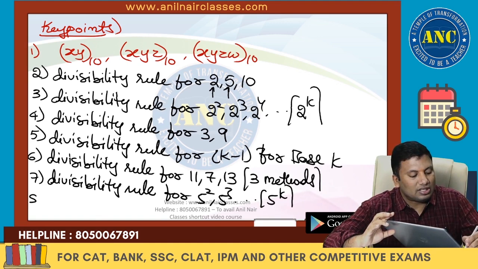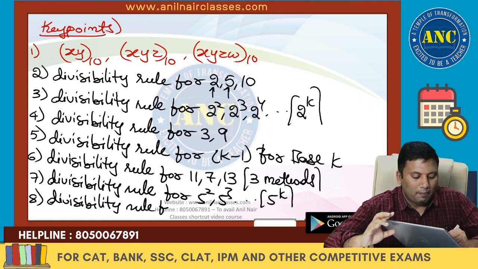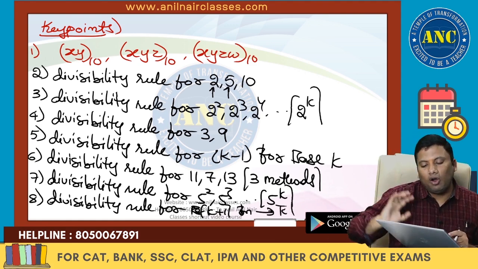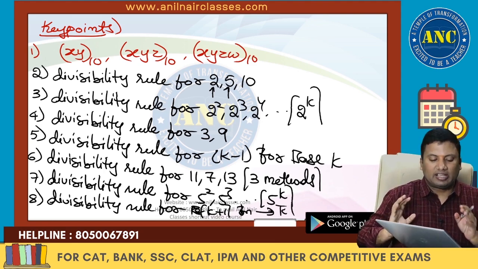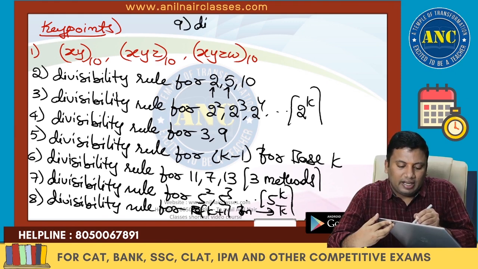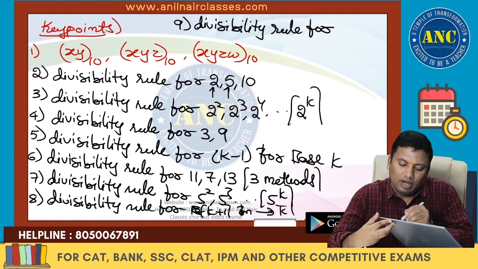What is the last concept we discussed? Divisibility rule for k plus 1 in base system k. All the 8 key points, I hope it is clear. Another key point which we discussed: how to find out the divisibility rule for composite numbers.